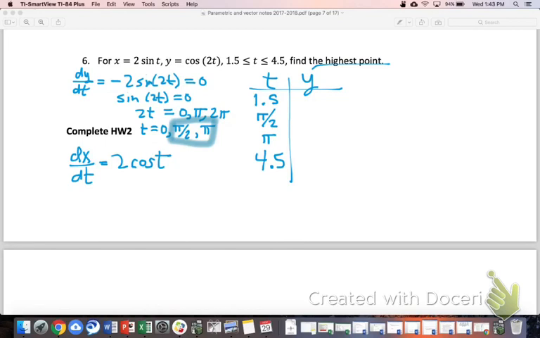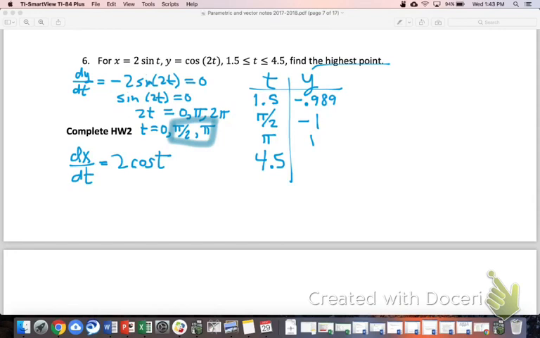So if you plug in 1.5, you end up with cosine of 3. I know that's almost negative 1-ish. What does that end up being? Negative 0.98999. Okay, something like that. Then if you plug in the pi over 2, you get cosine of pi, and cosine of pi is negative 1. And then we plug in pi, and we get cosine of 2 pi, which is 1. And then finally, the 4.5, it's cosine of 9.